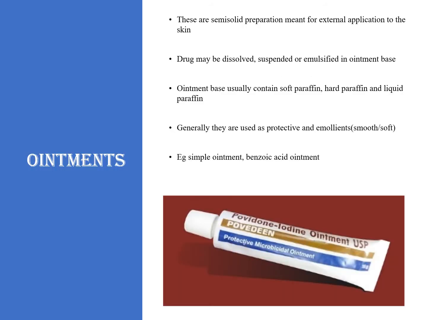First, we will see ointment. Ointments, these are semi-solid preparation meant for external application to the skin. Drug may be dissolved, suspended or emulsified in ointment base. Ointment base usually contains soft paraffin, hard paraffin and liquid paraffin. Generally, they are used as protective and emollient purpose. For example, simple ointment, benzoic acid ointment.